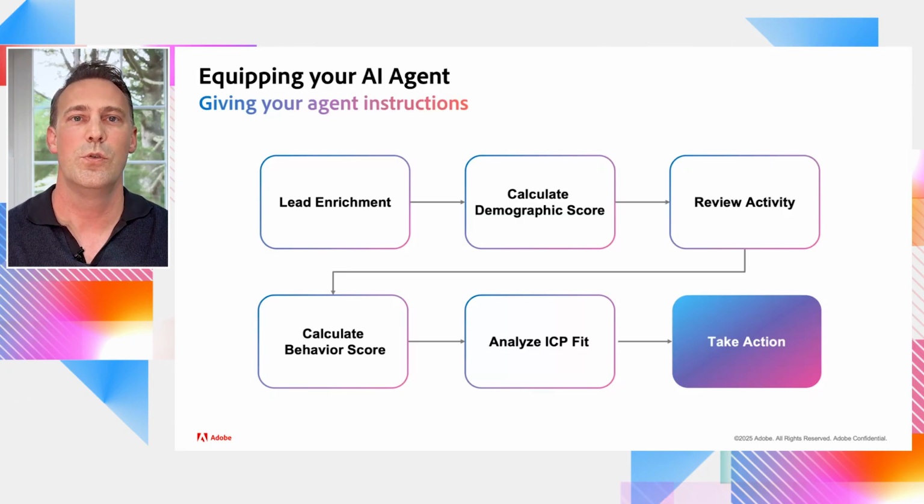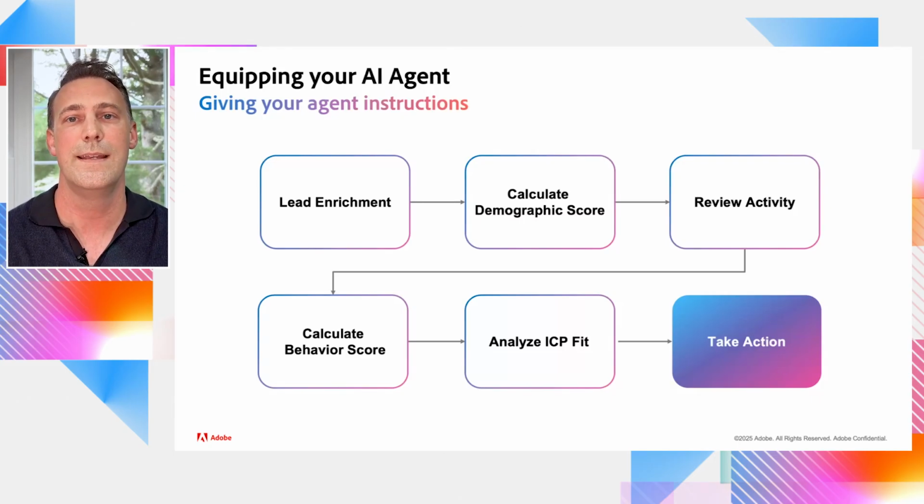This diagram shows a simple example of what this looks like. We tell the AI first, perform lead enrichment. If the data is missing, go get it. Then calculate the demographic score. Does this person match the roles that we care about? And next, review activity. Pull in the behavior history and interesting moments, and based on that, calculate a behavior score. Is this person demonstrating real intent?